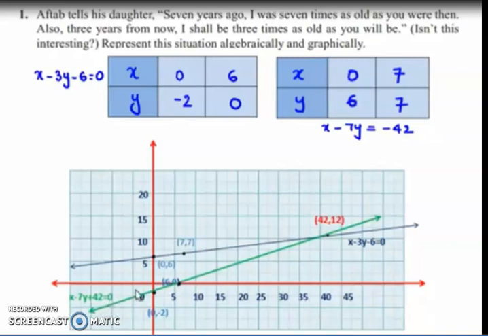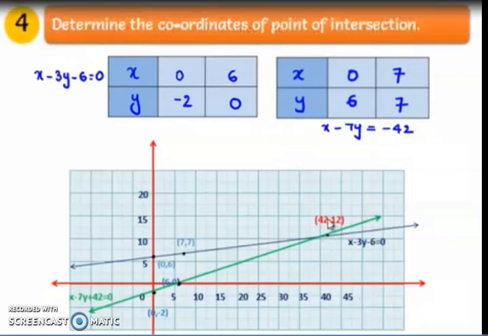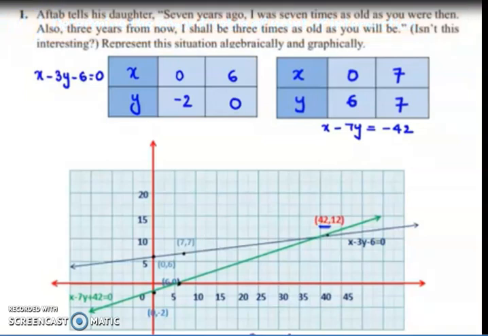I have represented graphically both the lines, and the common point on both lines is the point of intersection, that is minus 42 and 12. So here I have completed the graphical representation of the pair of linear equations also.